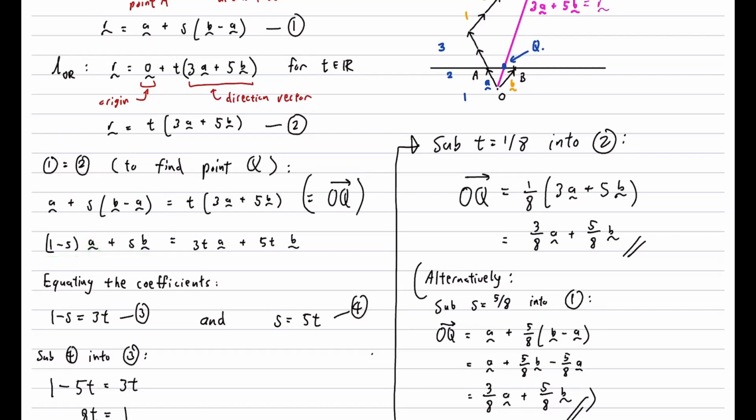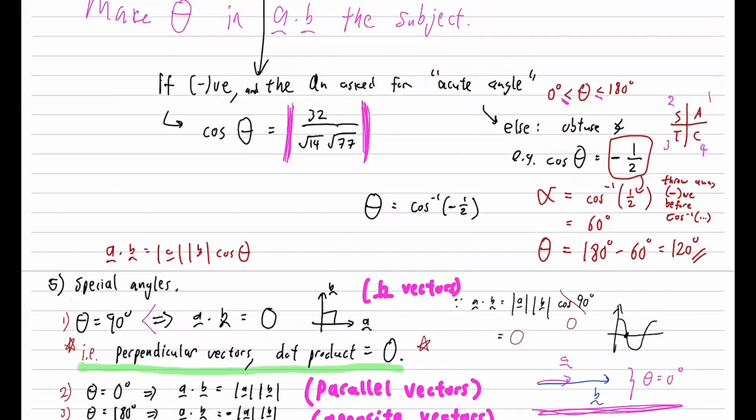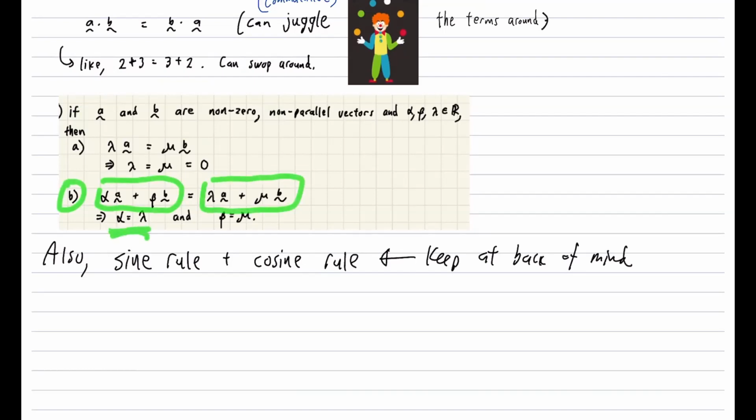Same thing over here. You can multiply the t in, so you get 3t times vector a plus 5t times vector b. Now, equating the coefficients. I mentioned this briefly in the notes before. Let me just show you. If a and b are non-zero vectors and non-parallel vectors, and if alpha a plus beta b equals lambda a plus mu b, you can just equate the coefficients. Does that make sense? Alpha goes with lambda, beta goes with mu.